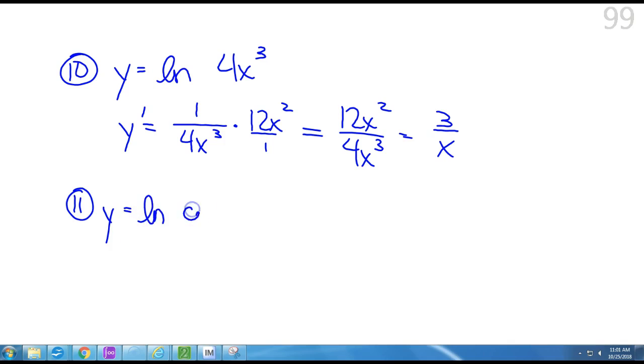Natural log of cosine of x squared. Get a little aggressive again, but we're going to do it.